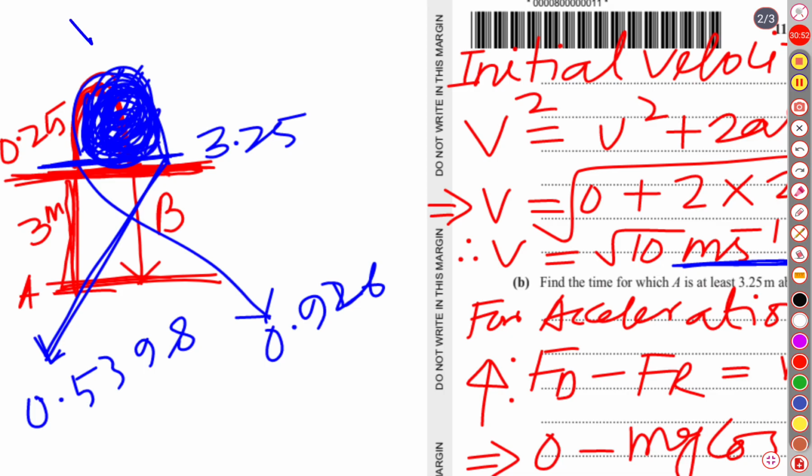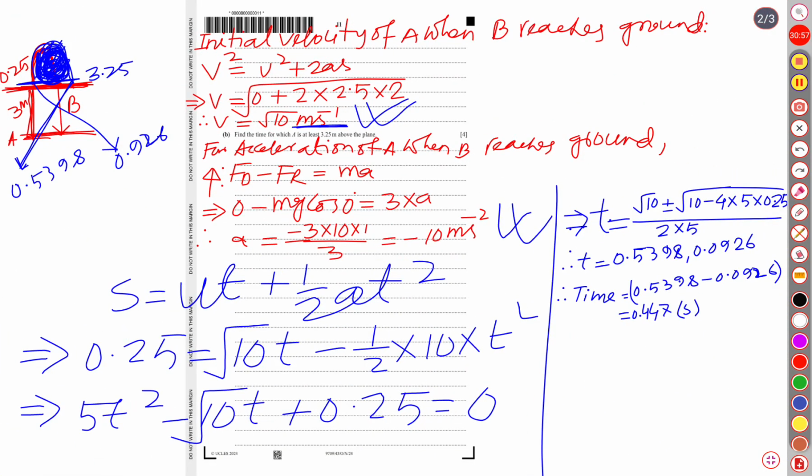So it's a twist in the question. Remember, don't get confused. First it took 0.0926 seconds to reach 3.25 meters above the ground. Then again it reached the same height after reaching the highest point, 3.25 meters above the ground. Again it took 0.5398, and the duration the particle was above 3.25 meters above the ground was 0.447 seconds, and that is what the answer is.